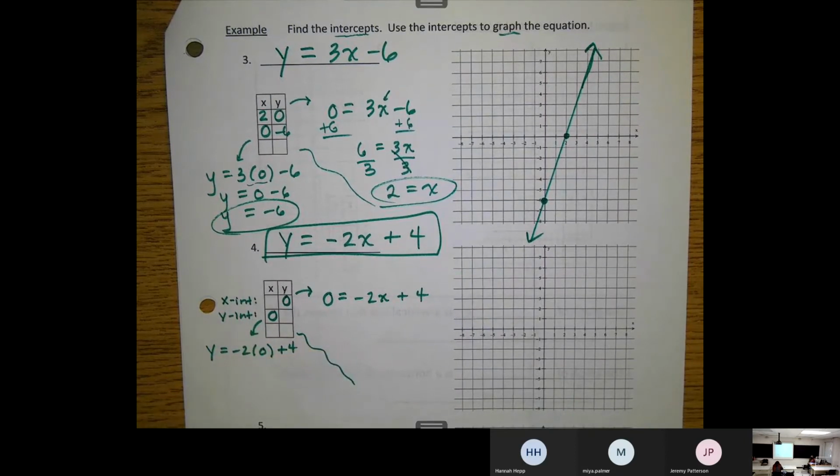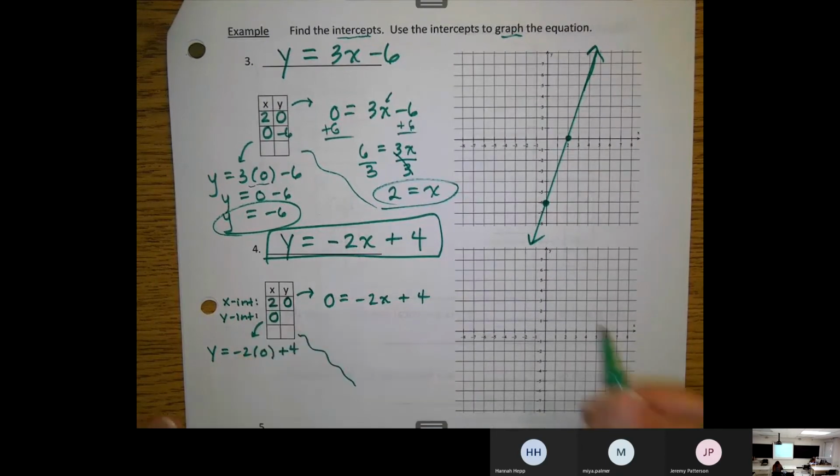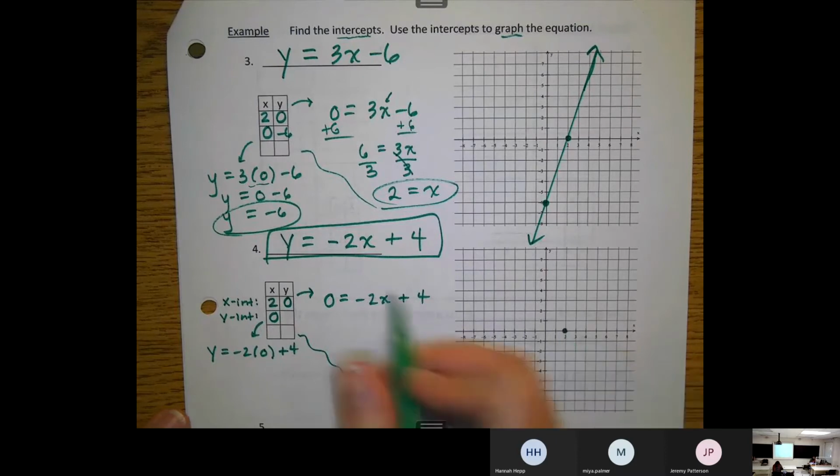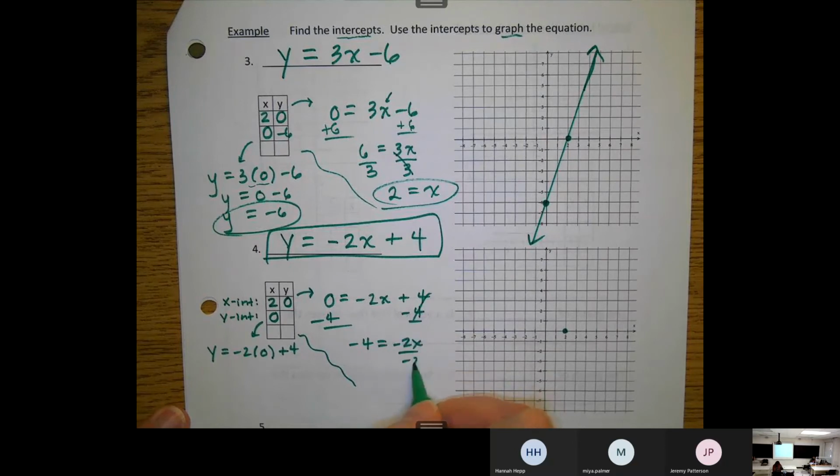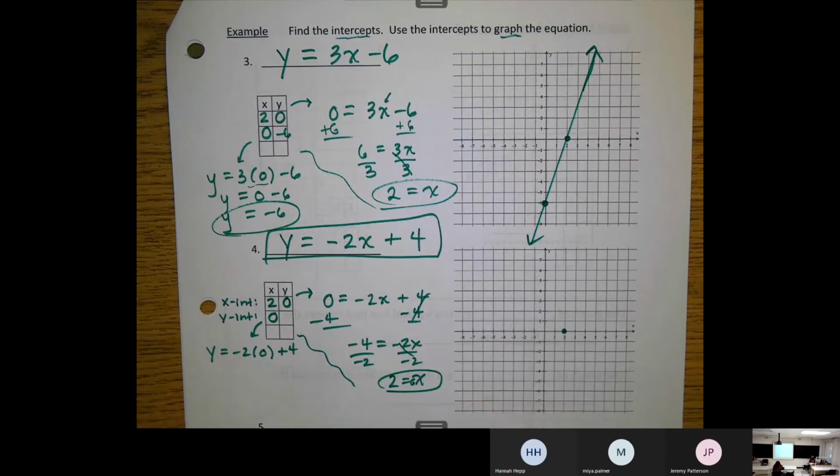Would somebody let me know what they're getting for the x-intercept when they're ready? (2, 0). 2, 0? Sounds good. And what about the y-intercept? What are you guys getting there? (0, 4). 0, 4?